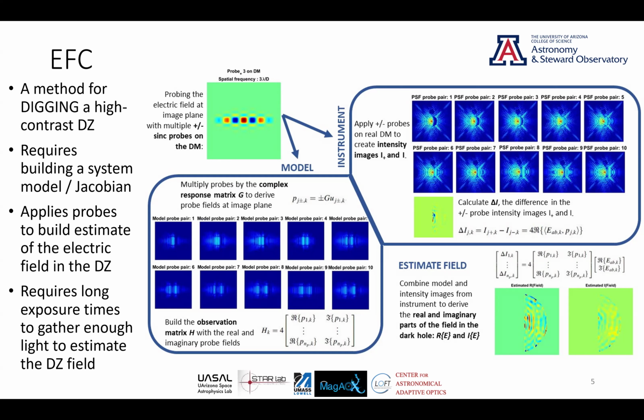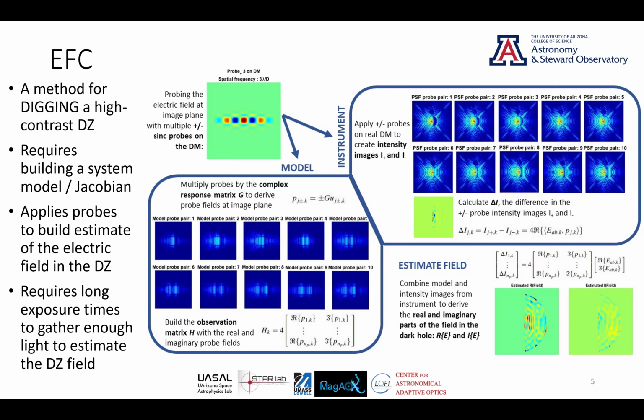Another secondary problem, but also a problem, is that it requires longer exposure times because there's not much light in that dark zone to begin with. And so you have to expose for a long time in order to back out an estimate of that field. So that's another issue. It's not just, oh, snap a photo and we're back to our initial contrast. You break your observing run for a substantial amount of time.